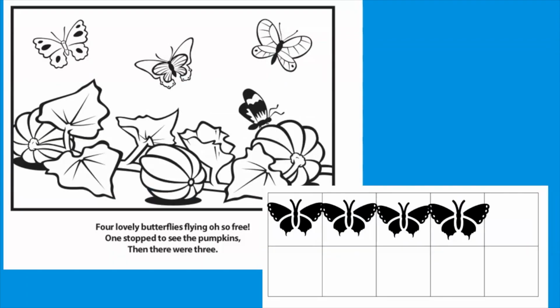4 lovely butterflies flying oh so free. One stopped to see the pumpkins. Then there were... I wonder how many are left. Let's find out. 3. There are 3 pumpkins. If I look at my 10 frame, I know that there are 1, 2, 3 butterflies.